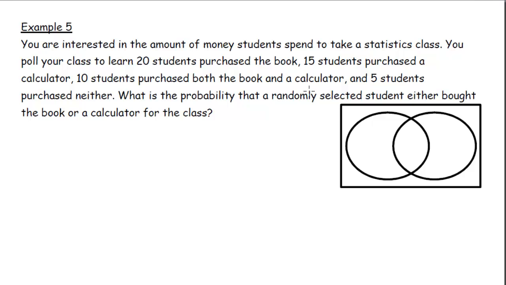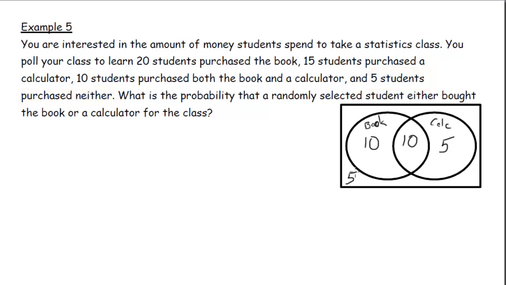So I'm going to come over here and see if we can fill in this Venn diagram. So I have my book over here, my calculator over here. So we had 10 students right here that purchased both. Now if we had a total of 15 students that purchased a calculator, and 10 of them are right here, we have 5 students over here. Next, we had 20 students that purchased the book. Well, we've already counted 10 of those, so we have 10 more students out here. And lastly, we have 5 students that purchased neither.